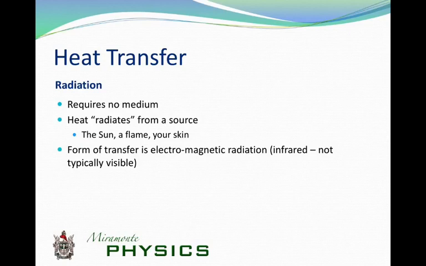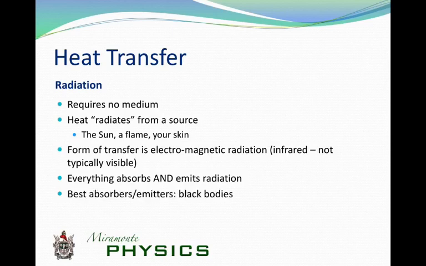Part of the light. So if it gets white hot, though, then it would be in the visible spectrum, but most of heat is radiated in the infrared. Everything both absorbs and emits radiation. Some things are better than others, and the things that are best are called black bodies, and they have an emissivity of 1.0.